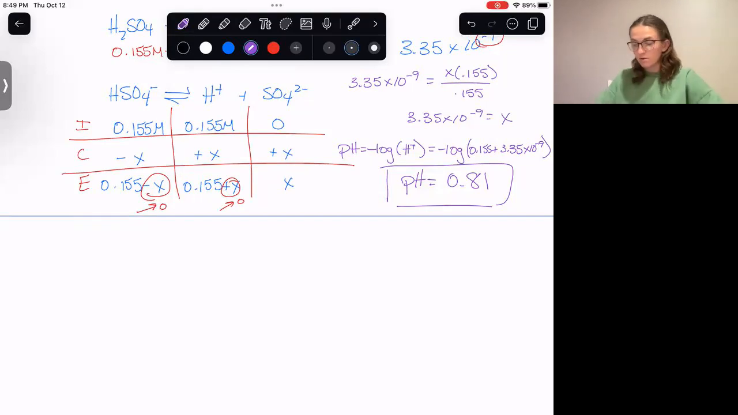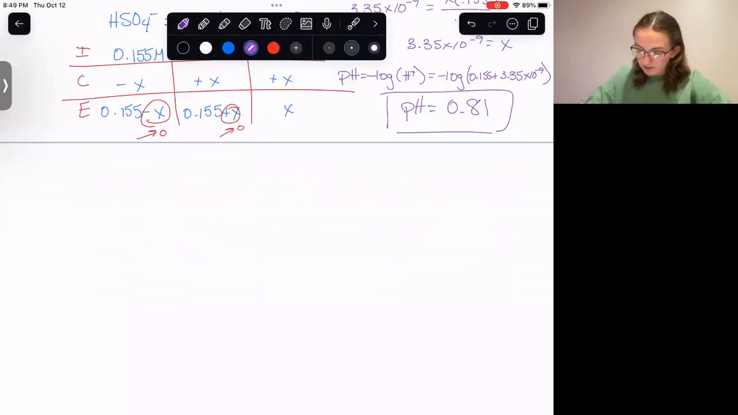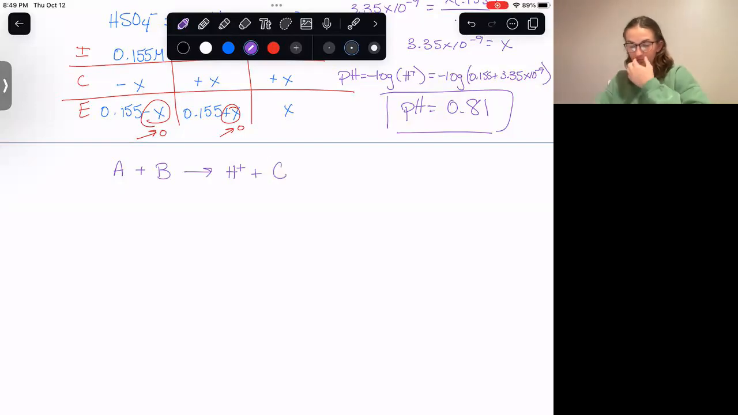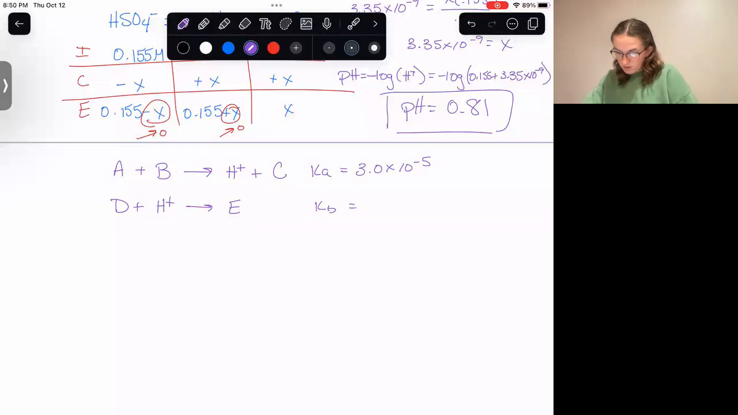So if we had a reaction, just very general, where it's like A plus B goes to H plus and C. And then we also know that we have D plus H plus goes to E. And we're given a Ka of, we'll just say, 3.0, and we're given a Kb of, we'll just call it that.